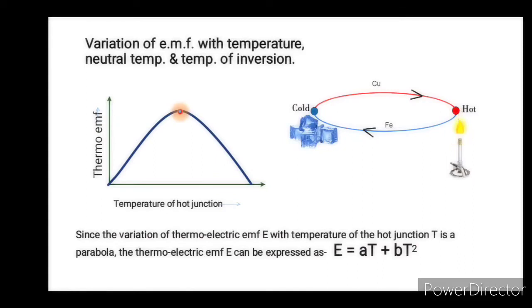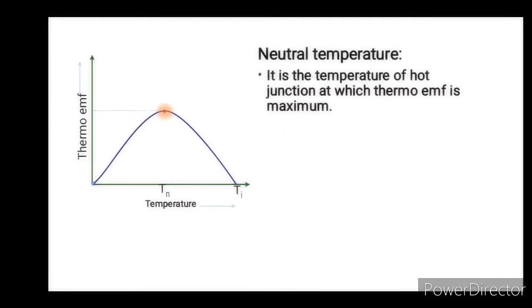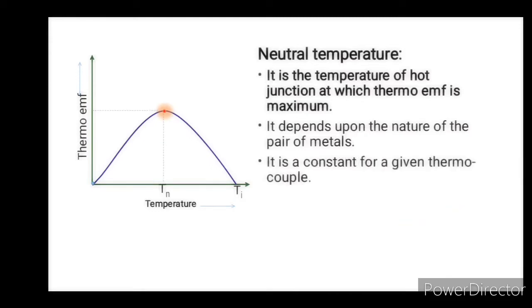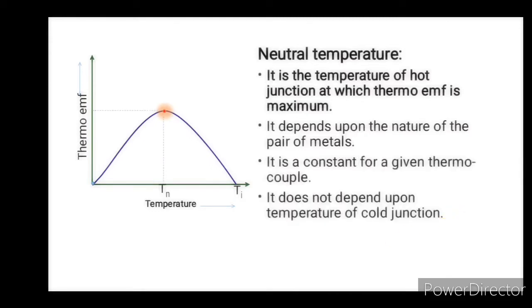Neutral temperature. It is the temperature of the hot junction at which thermo EMF is maximum. It depends upon the nature of the pair of metals. It is a constant for a given thermocouple. It does not depend upon the temperature of the cold junction. And Tn = -A/2B, where A is positive but B is negative.